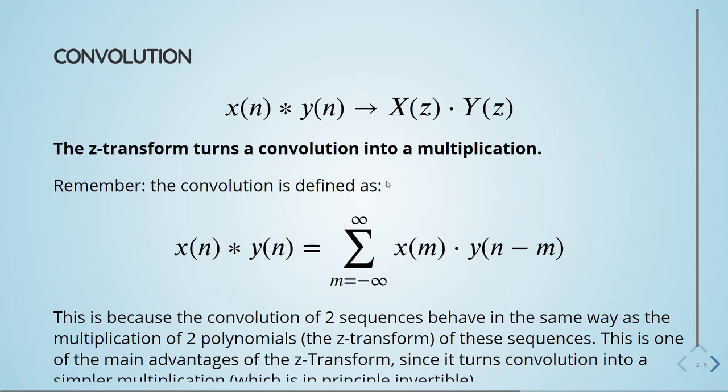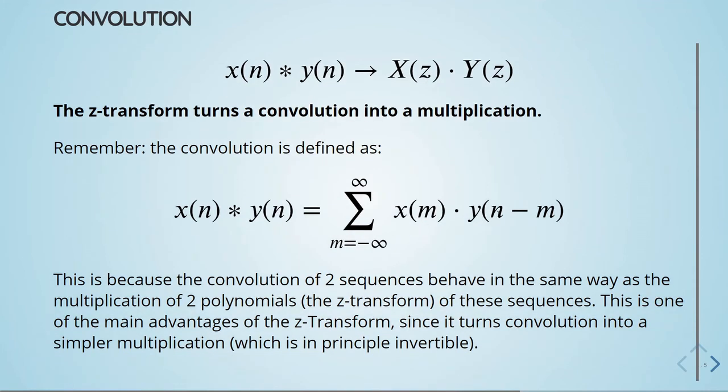So just remembering that the convolution is defined by this sum here, and this is because the convolution of two sequences behaves in the same way as the multiplication of two polynomials, so the zTransform of the sequences. This is one of the main advantages of the zTransform, since it turns convolution into simple multiplication, which is in principle invertible.